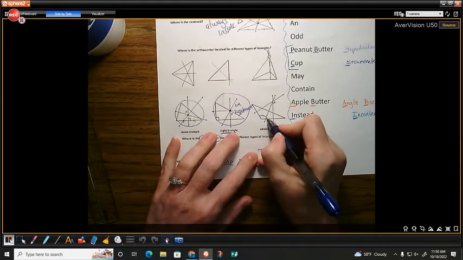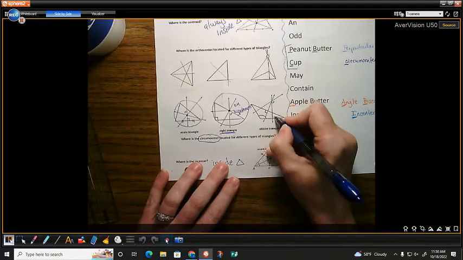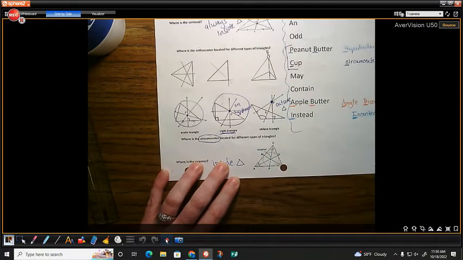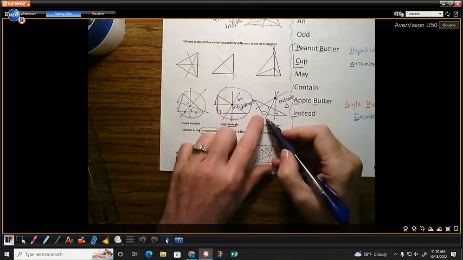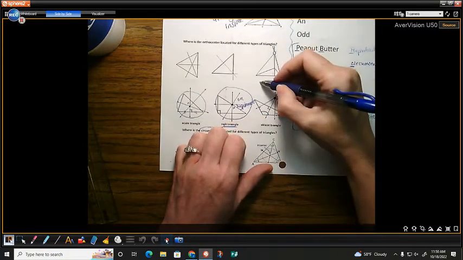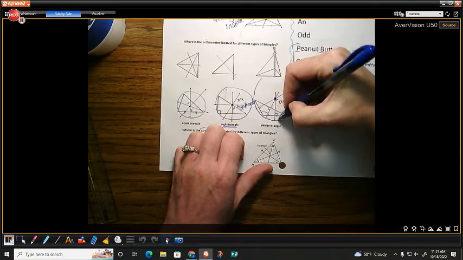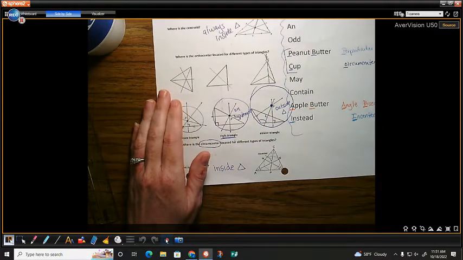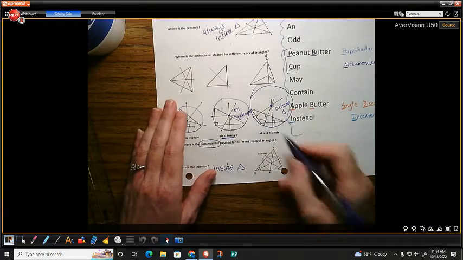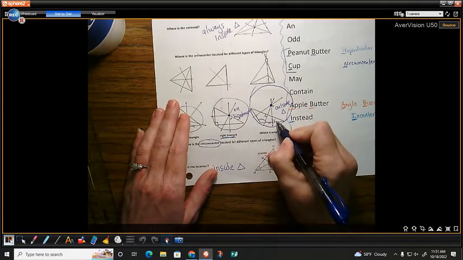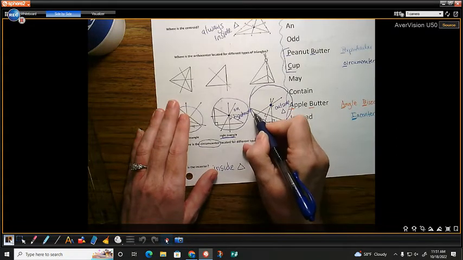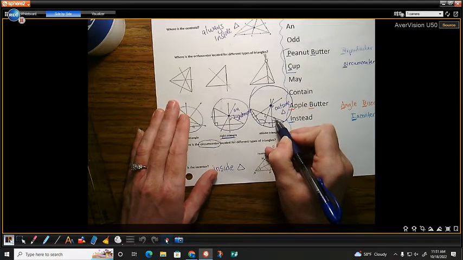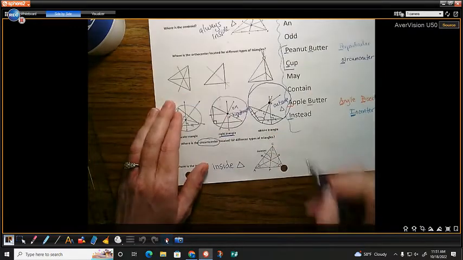And if it was an obtuse triangle, these perpendicular bisectors meet outside the triangle. And that circle, the bigger the angle gets, the bigger the circle gets. This is perpendicular to this side and it bisects it. And this is perpendicular to this side and it bisects it. And this one is perpendicular to this side and bisecting it. And if I take all three of those to meet, they meet outside the triangle.